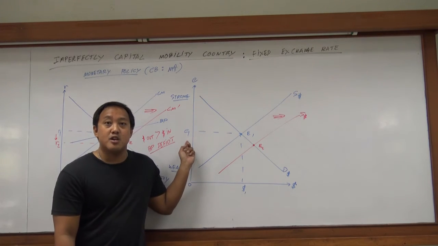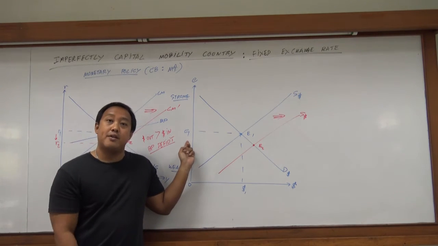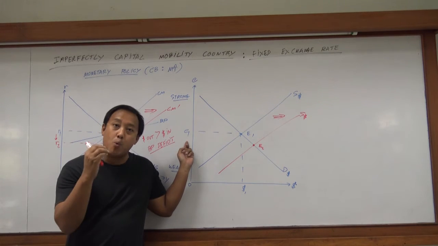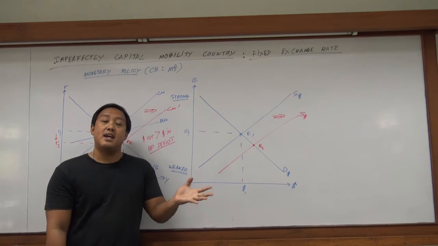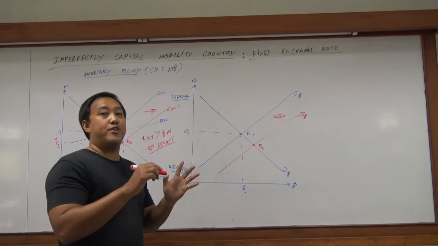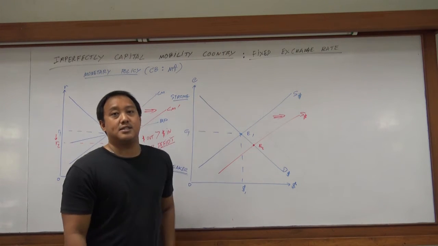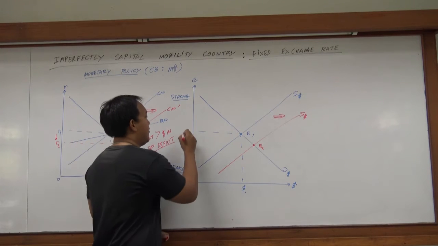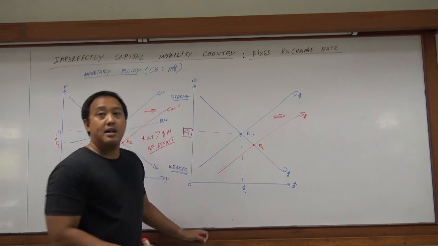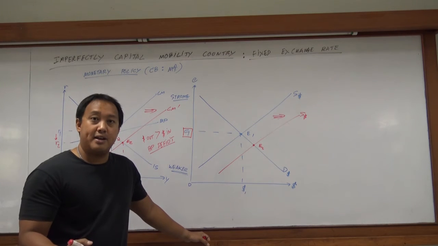Then the exchange rate should go down. The value of the US dollar should become weaker. But in this case it's not, because we're focusing on a country that uses a fixed exchange rate system. So if we fix the exchange rate here at E1, what happens?